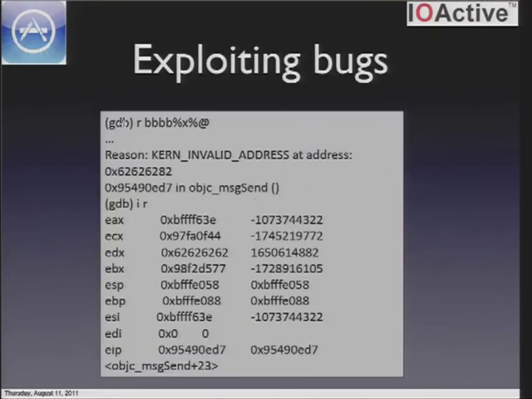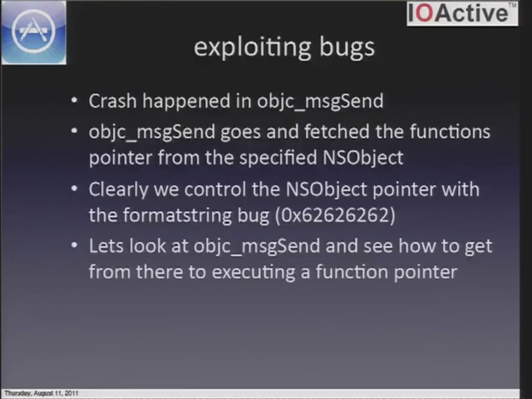So if you run that in GDB, and the first 4 bytes are bbbb, and then %x to pop crap from the stack, and then %@, it crashes, and what you see is it crashes on the address 0x62626282, which is pretty close to bbbb. So clearly it popped this pointer from the stack, and it's trying to reference it, and it's dying right there, in this function called objc_msgSend+23. So clearly it died there. It's trying to pop this object pointer from the stack, and so let's see what objc_msgSend does, how it handles this data, and how we can get code execution from there.